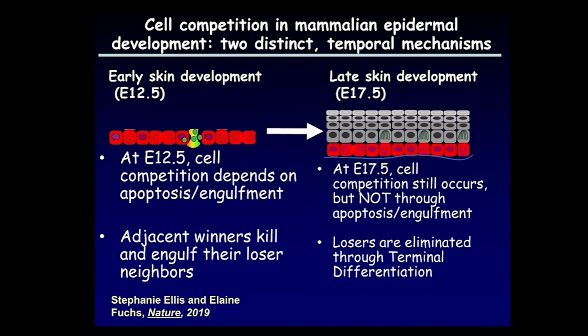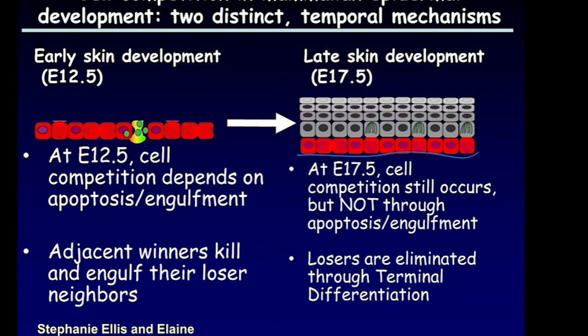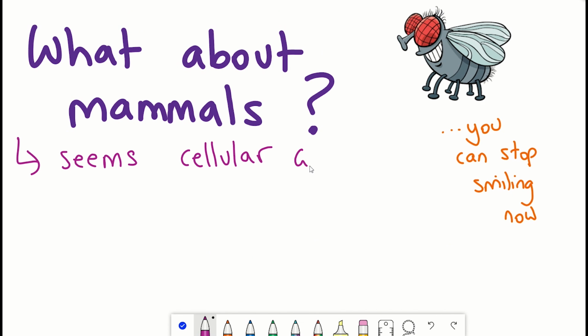eliminated through terminal differentiation, which means the cell has become the last thing it will become and permanently exits from the cell cycle. But the cell doesn't actually die. And so, loss of cell fitness sensing could be a hallmark of aging. But for certain, we need more evidence from other higher mammal organisms.